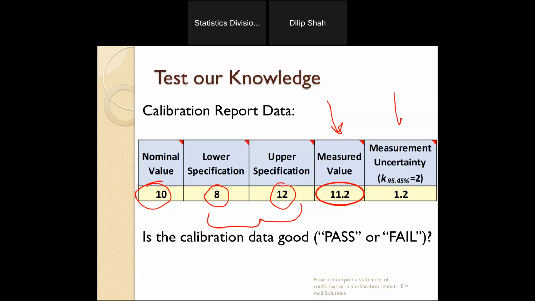Now, this thing, measurement uncertainty: we said that calibration has a measurement uncertainty of 1.2 associated with it. With that measurement uncertainty, is that a pass or fail? And that is what we're going to talk about in there.